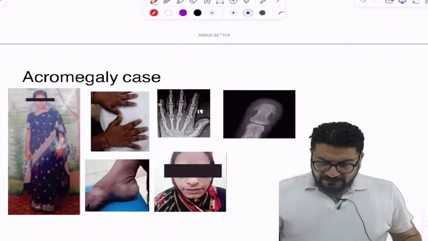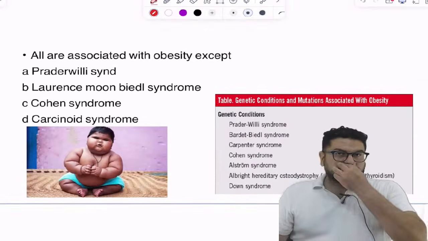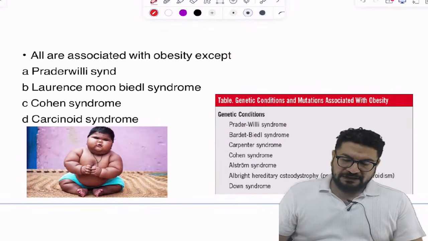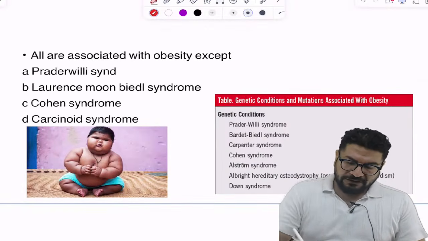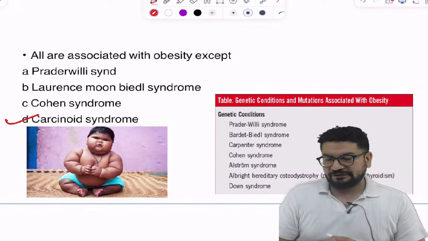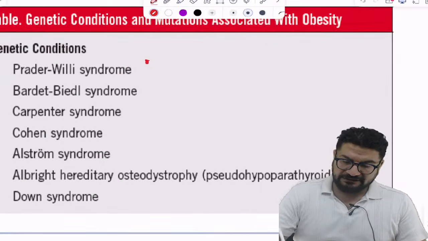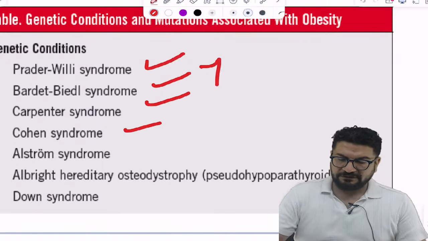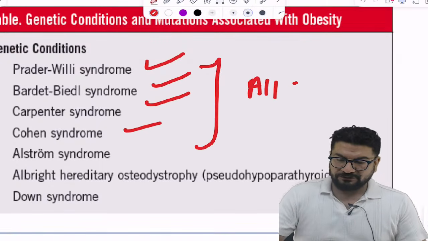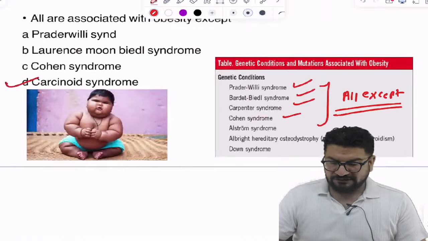Done? Okay, now look at this. They ask you questions on obesity. So see, Prader-Willi, Laurence-Moon-Biedl, Cohen syndrome, they all have obesity. Carcinoid will not have obesity. So let's look at this. These are certain genetic conditions which are associated with obesity. So they ask you an exam question, all are associated with obesity except. So all-except type questions of that.